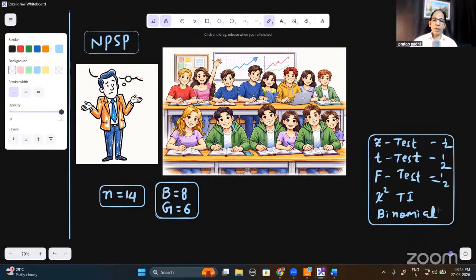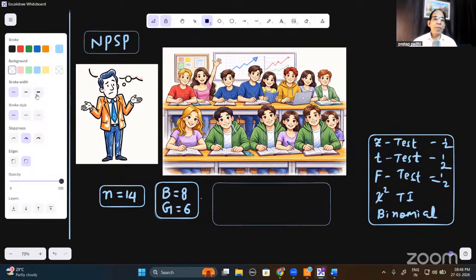If you are interested in the proportion, you want to know whether the proportions of boys and girls are the same or not. That means you are interested in P here. It's a binomial case. Again, you need to decide whether you want to test for a continuous one or a discrete one. We are taking a discrete one here. You can take binomial. That is the only option here.